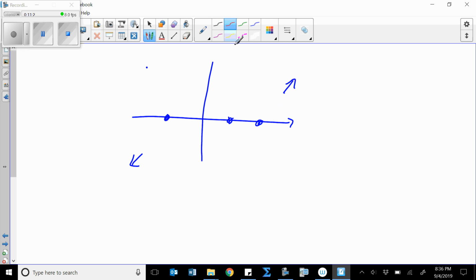It could be this way, it could be this way, or any other way. We don't know which one is the right one. So this is what we're going to learn right now in the next step.